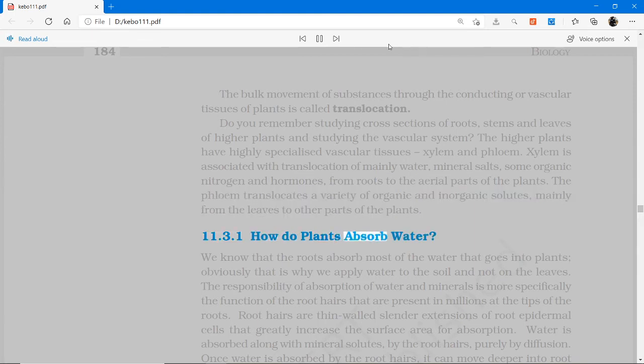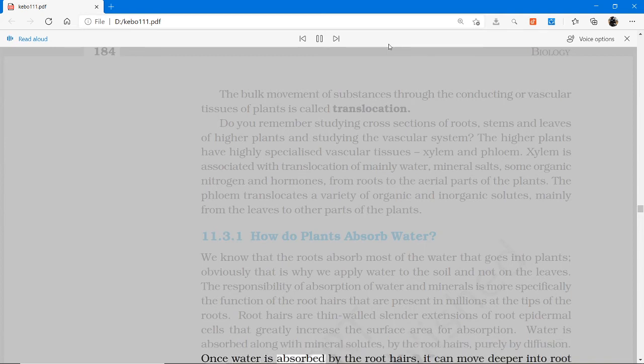1.3.1 How do plants absorb water? We know that the roots absorb most of the water that goes into plants, obviously that is why we apply water to the soil and not on the leaves. The responsibility of absorption of water and minerals is more specifically the function of the root hairs that are present in millions at the tips of the roots. Root hairs are thin-walled slender extensions of root epidermal cells that greatly increase the surface area for absorption. Water is absorbed along with mineral solutes, by the root hairs, purely by diffusion.